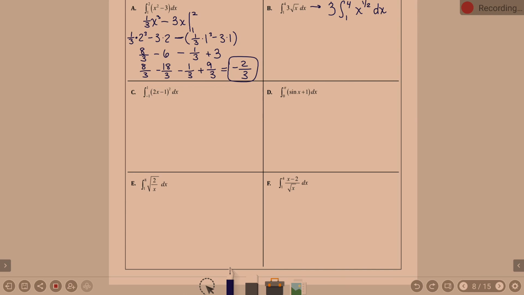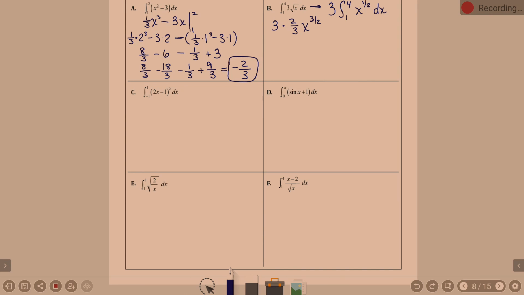Okay. Couple different options. If we just think about this 3 out front, we can just leave that 3 out front. You don't even have to think about it right now. Save it for later. What is the integral, or antiderivative, of x to the 1/2? x to the 3/2 over 3/2. So 2/3 x to the 3/2.